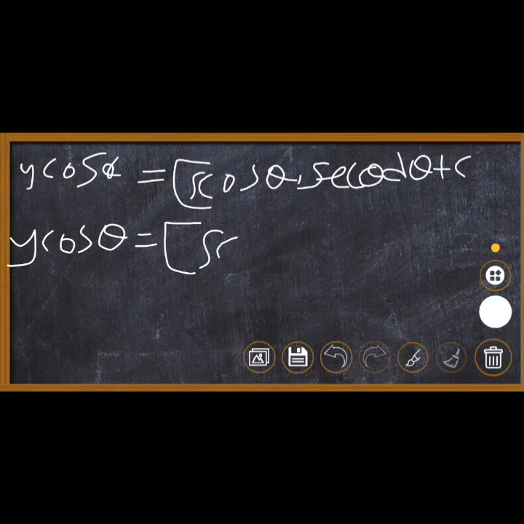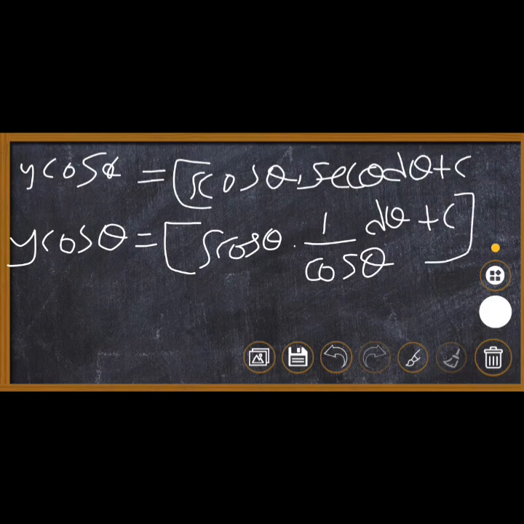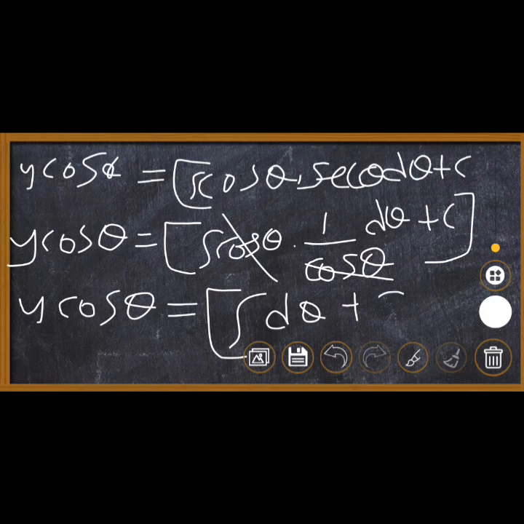By now we know that sec theta is the same as 1 over cos theta, right? Then d theta plus constant c. So in this case we have y cos theta equated to, we know that this and that are the same, so we can simply cancel them. So 1 multiplied by d theta is just the integral of d theta plus constant c. Okay, so in this case, we can integrate d theta so that we simplify what's on the right part here.